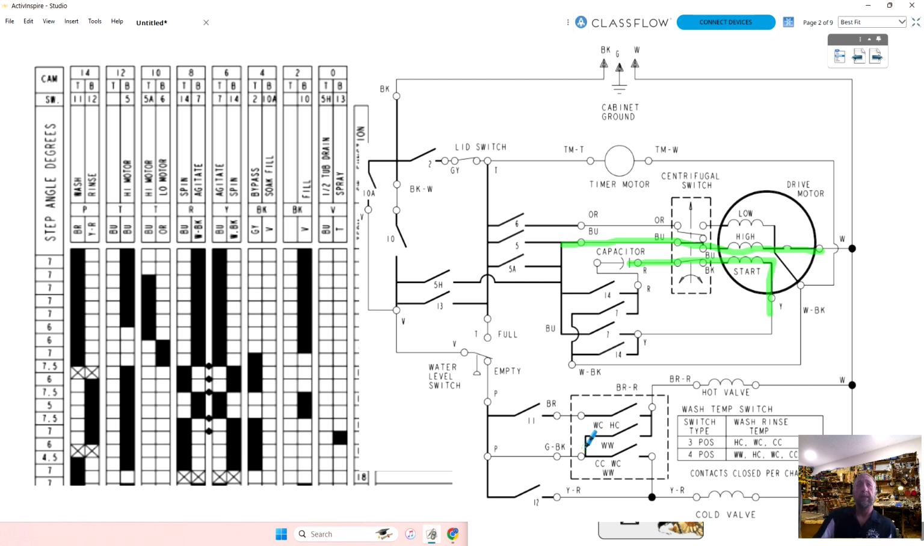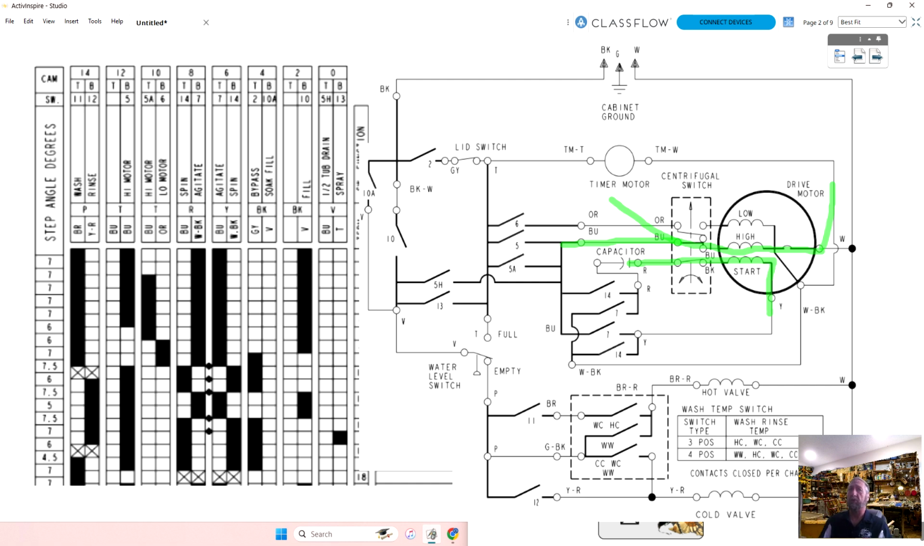And so the high-speed winding, what two color wires bring power into the motor on the high speed? Blue and white. Orange is actually for low speed. I haven't got to that one yet.